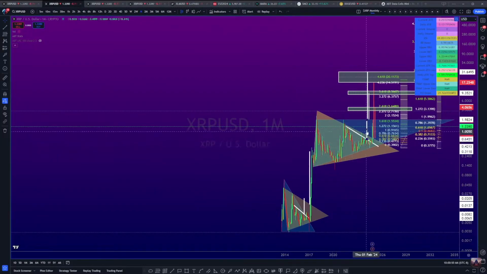The inverse head and shoulders is telling us that we would be testing the $2 zone, just like this inverse head and shoulders told us that we would be testing the 2-cent zone. 2 cents. This was breaking into 2 cents, testing 2 prior all-time highs. This is breaking into $2, testing 2 prior all-time highs. So I'm showing you more and more where psychology is and how it's rhyming, how psychology is rhyming too, not price.